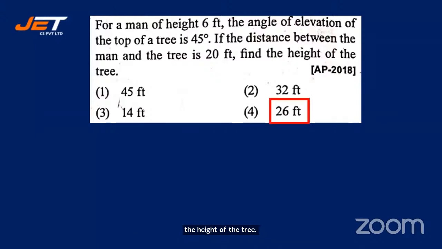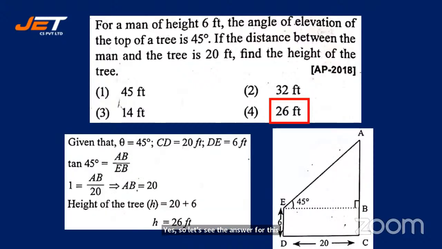Yes. So let's see the answer for this also. It is option 4, 26 feet. How? See the diagram, which is very clearly explained here. So here you have theta as 45 degree, right? So that is CD. What is CD? It is 20. And what is DE? It is 6 feet, right?